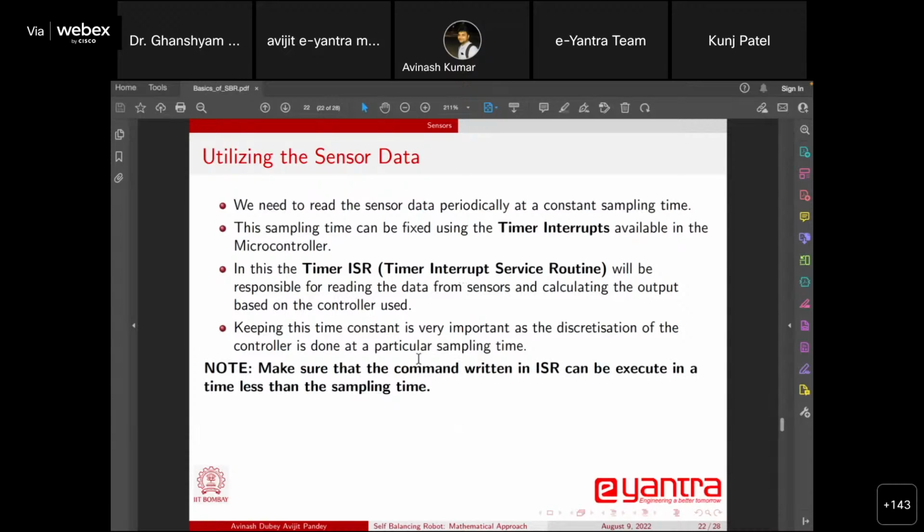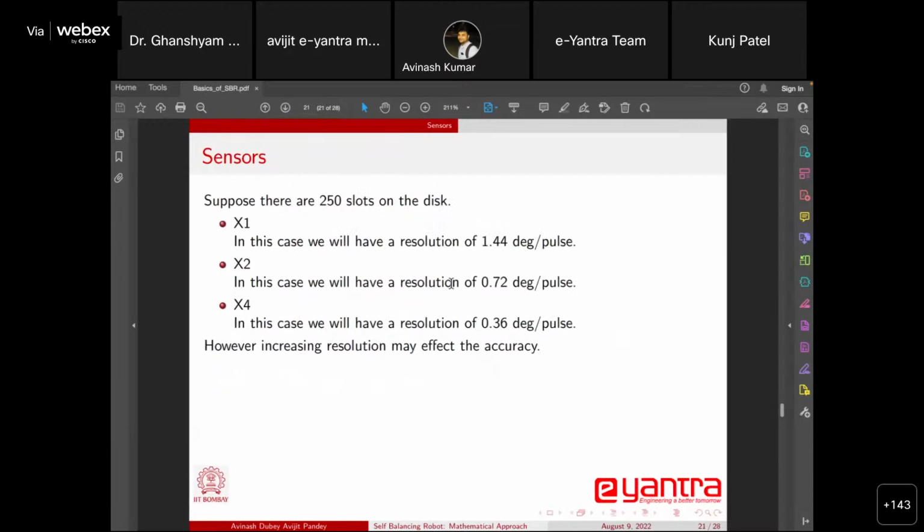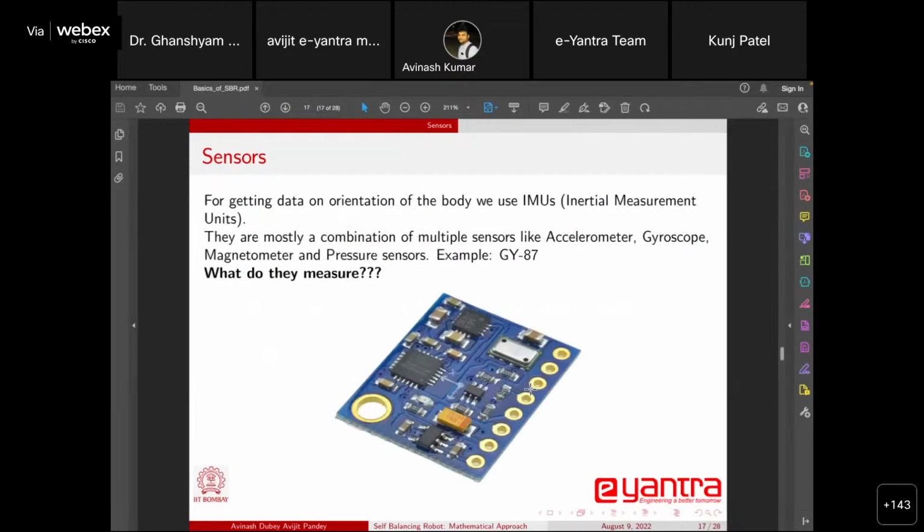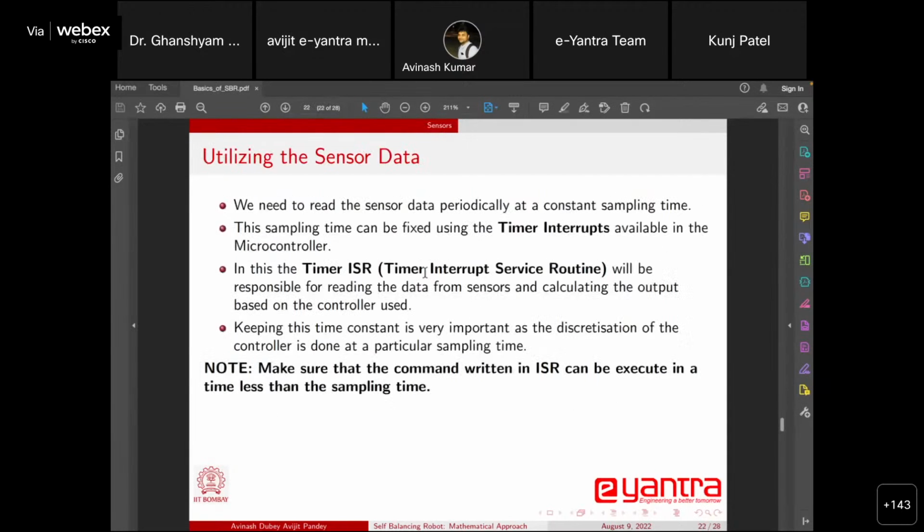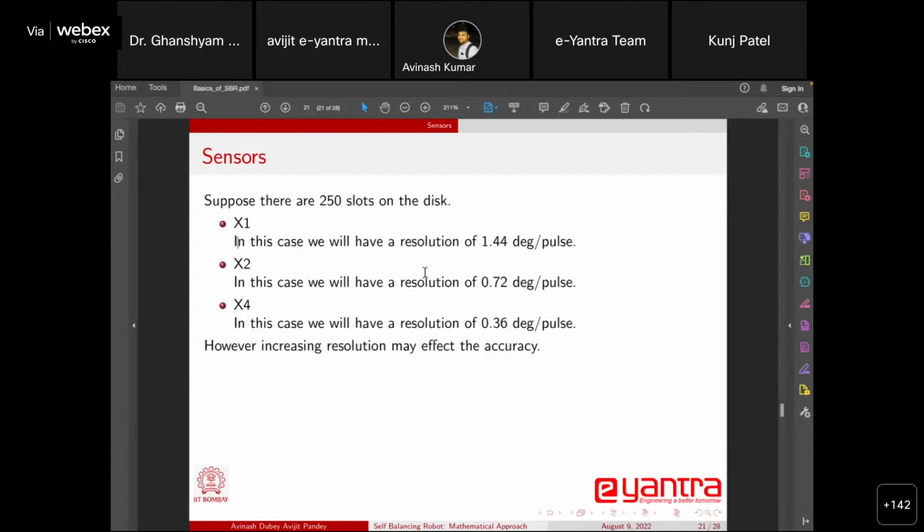So what do we do in the ISR? In the ISR, we take the readings from the sensors. Every time I want a reading from the GY87 or the quadrature encoders of the motors, we do that within the interrupt service routine of that timer. We have to do some settings in the timer registers, and based on those settings, it will count for a fixed interval of time and execute a certain code.